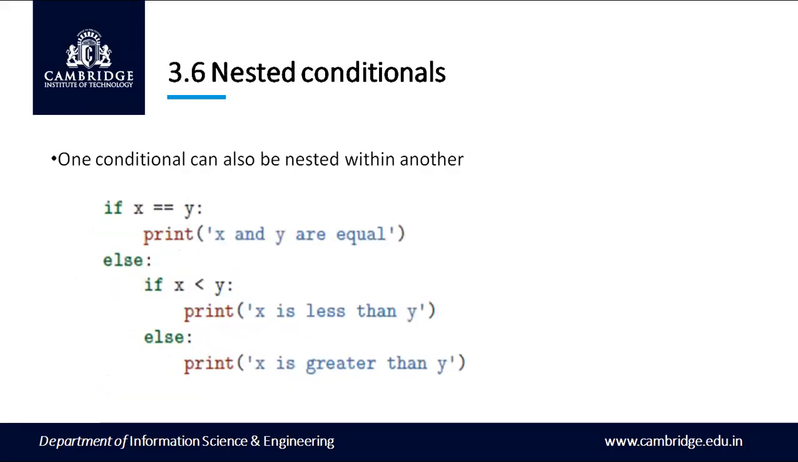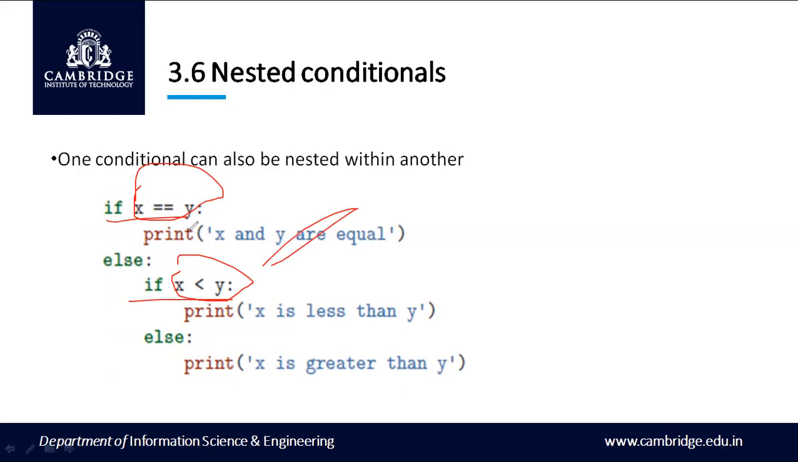So the next topic is nested conditionals. Here we are going to use if statements within if statements. In this example, you can observe that we have an if statement within an if statement. This is also possible in Python programming with nested conditionals. So one condition can be nested within another. This is one condition which is nested within this condition. That is the example for nested conditionals.